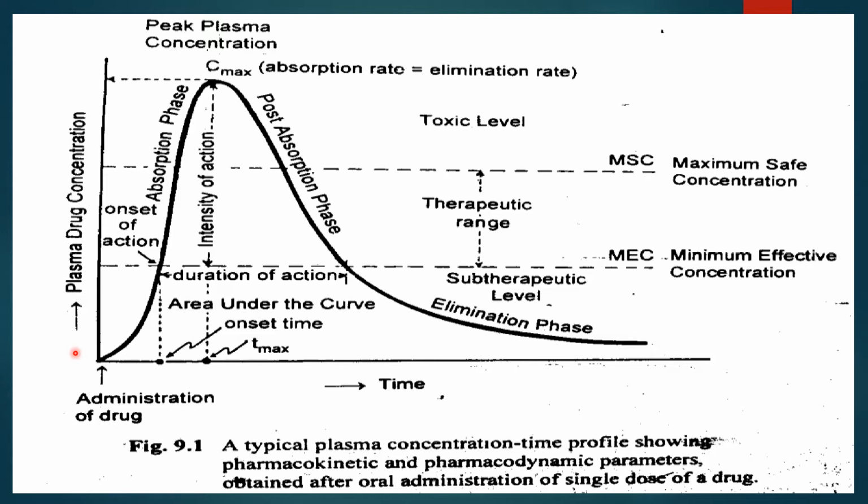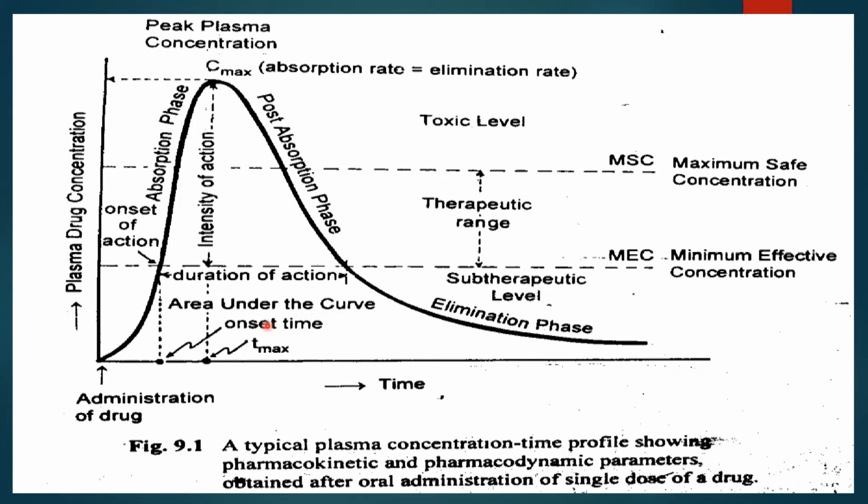Now, first of all, we discuss the pharmacokinetic parameters. The three important pharmacokinetic parameters that describe the plasma level time curve are useful in assessing the bioavailability of the drug from its formulation. The first one is peak plasma concentration. Then the time of peak concentration, denoted by Tmax. And the third one is AUC, the area under the curve.